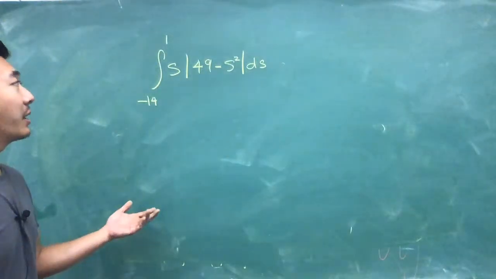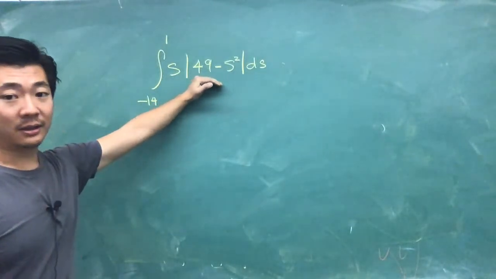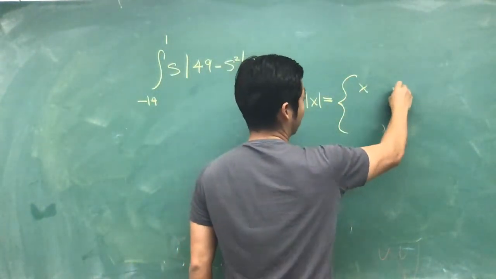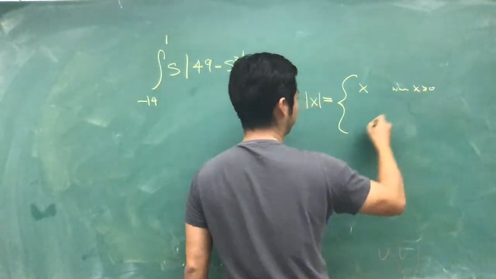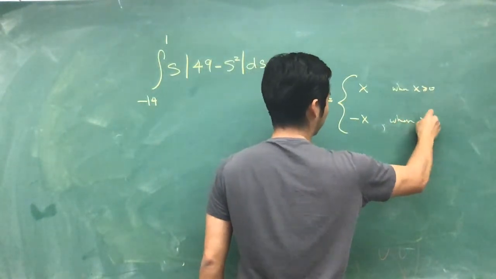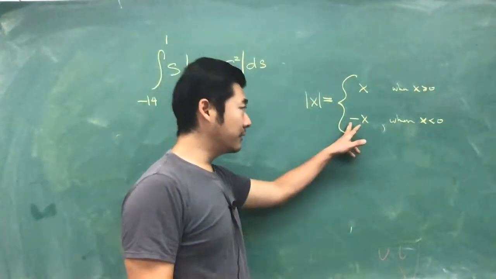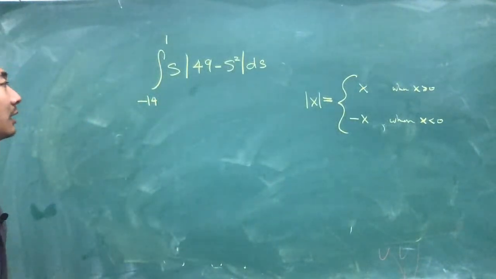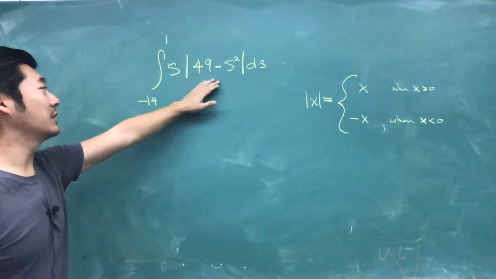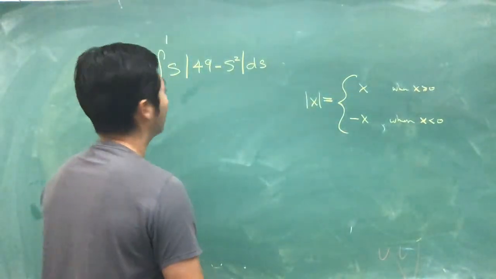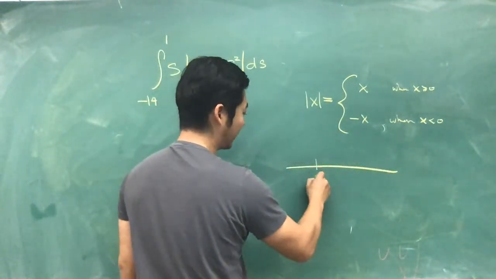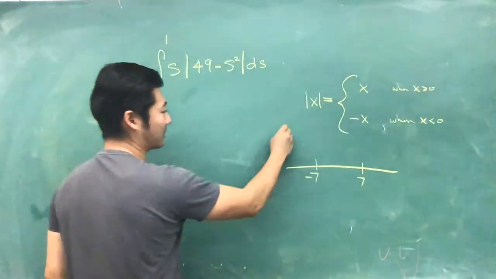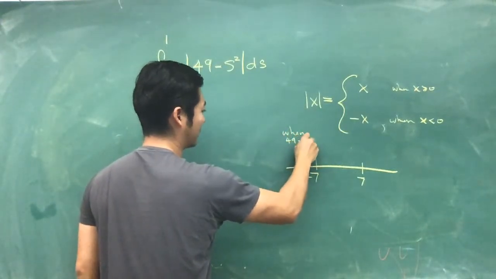You want to split it up into parts where you know what the sign of the absolute value is, because absolute value of x is x when x is positive, and negative x when x is negative. You put a negative sign because x is negative, so negative negative makes it a positive. So first of all, where is 49 minus s squared equal to 0? It's going to be at 7 and negative 7.